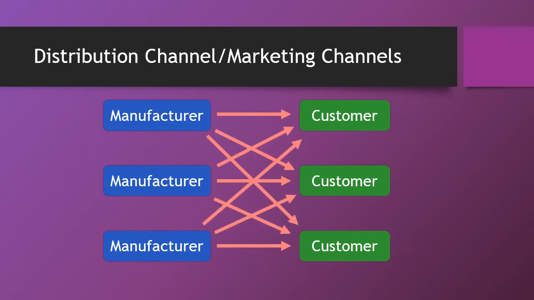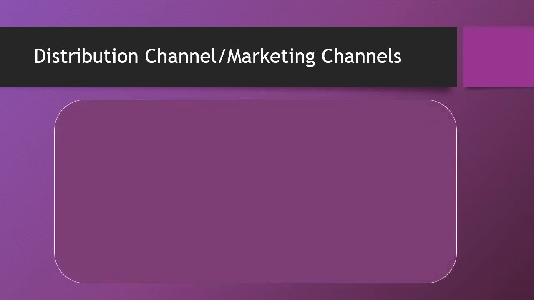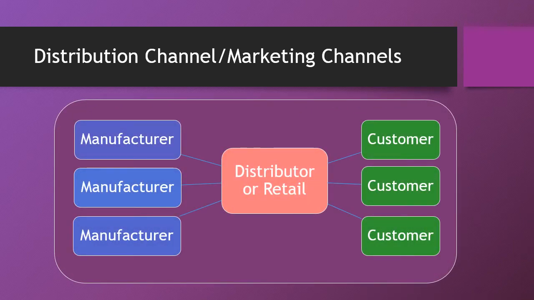However, having a distributor or a retailer can reduce these contacts and save both the customer and the producer time and money. So now we can see, instead of having 9 contact points, that we actually have 6 contact points, and the distributor or retailer is sitting now in the middle. Producers use these intermediaries because they create greater efficiencies in making goods available to the target market.